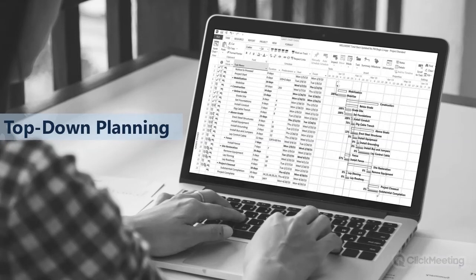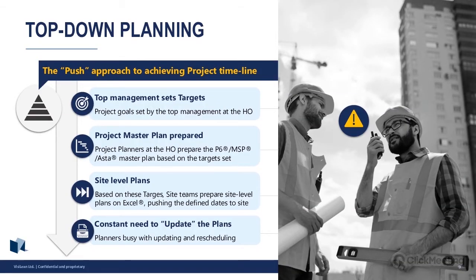So I'm going to go into a bit more detail on each of the planning approaches, and then talk about how you would merge the two. So like I said, top-down approach is also known as the push approach. We talk about push-pull planning in construction, and hopefully some of you have used it or at least are aware of it. So the top-down is the push.